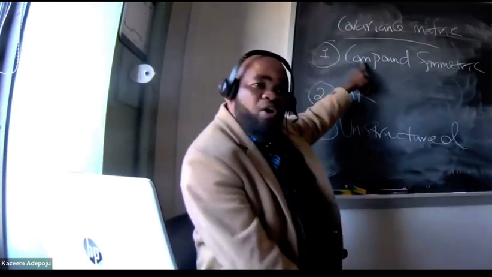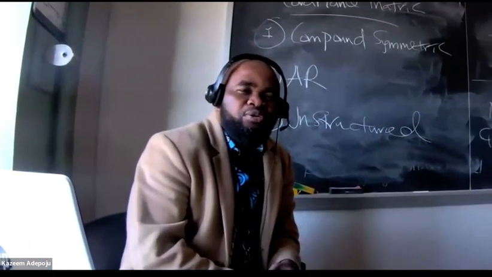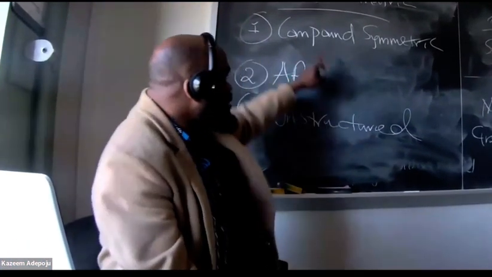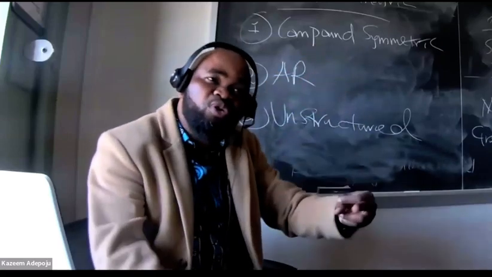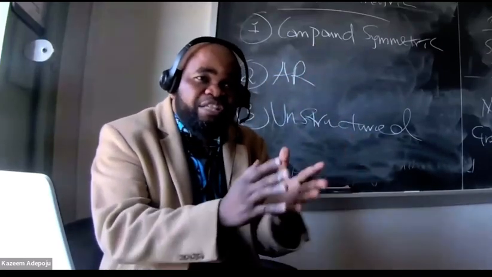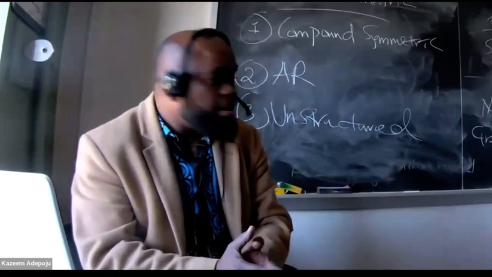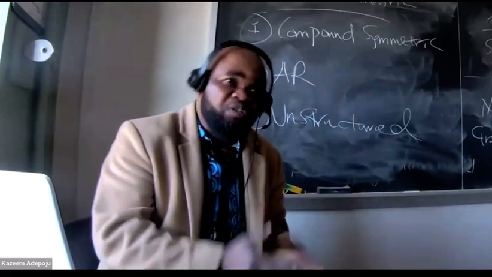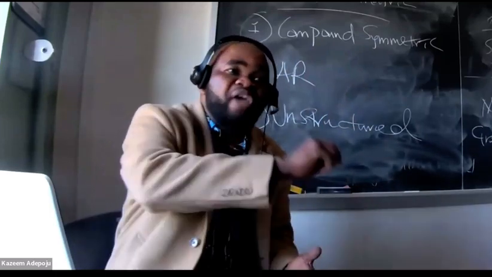If it stays the same, I'm going to use a compound symmetric covariance structure. The compound symmetric covariance structure believes that the correlation between pairs of measurements within a particular subject will remain constant over time.